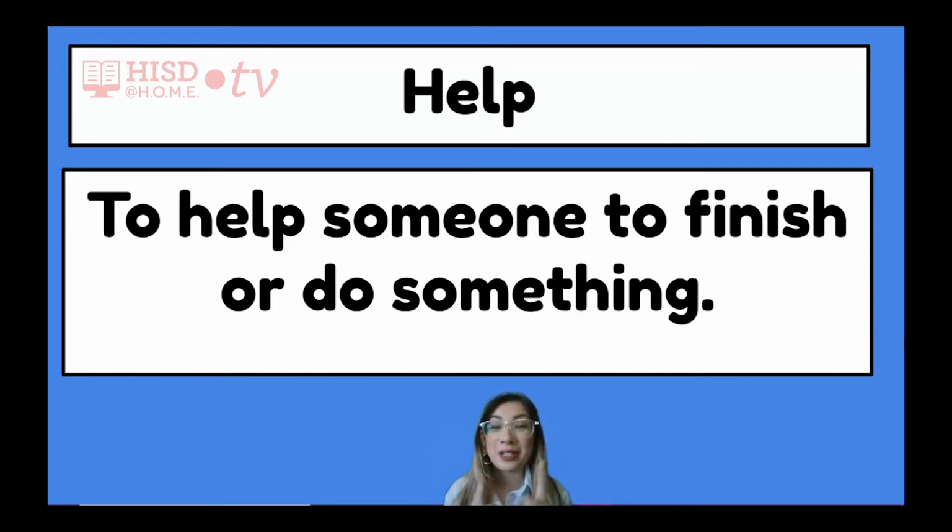This is one of my favorite words. Help. To help someone to finish or do something. Remember earlier that I was saying that I was trying to do some work around my house and my friend did not want to help me? It took me a long time to finish, but you know what? I felt great after I finished.